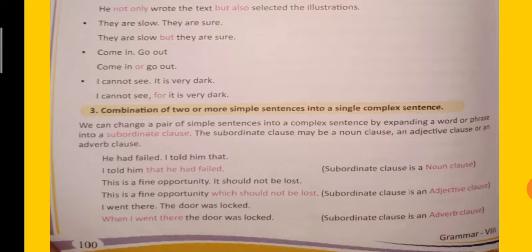Here, he had failed. I told him that. Here, I told him that he had failed. See, the subordinate clause is a noun clause. That he had failed is a noun clause. In the next one, this is a fine opportunity. It should not be lost. This is a fine opportunity which should not be lost. Now, which should not be lost is an adjective clause.